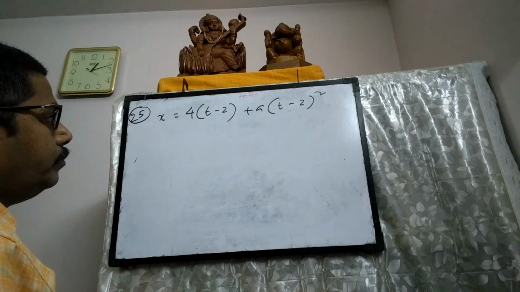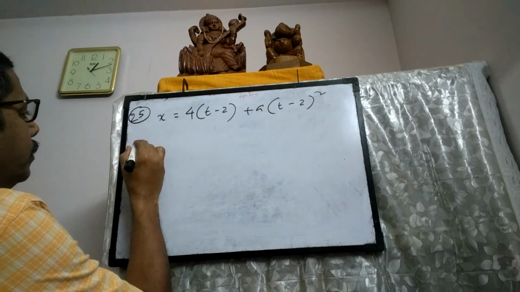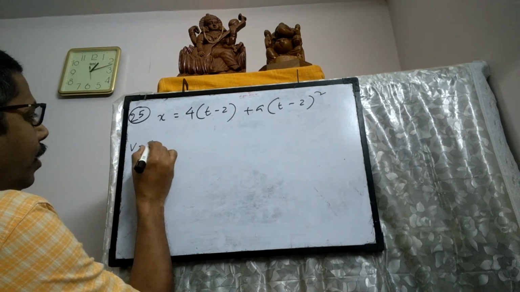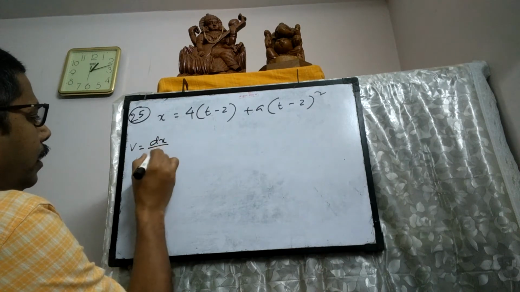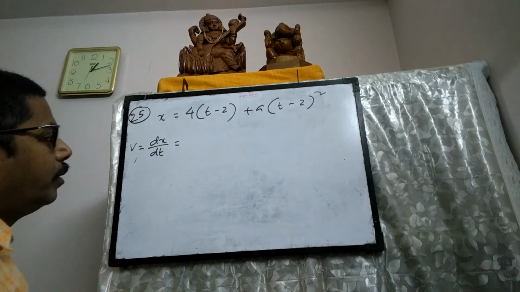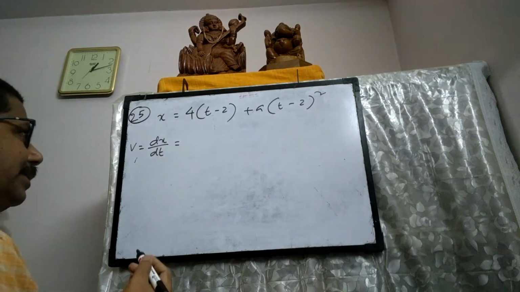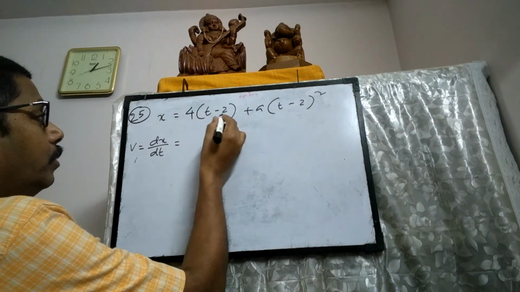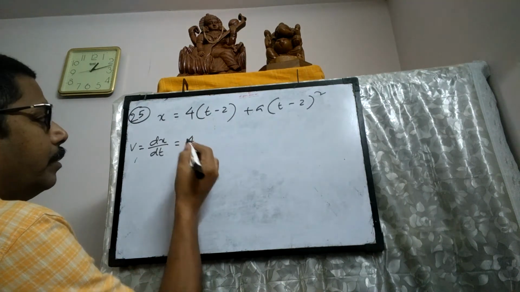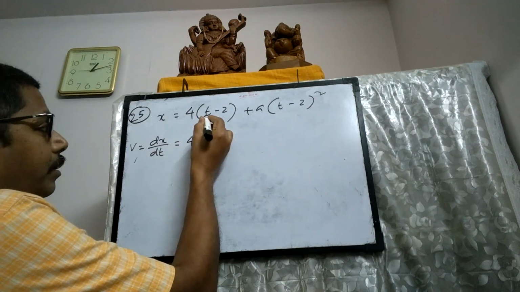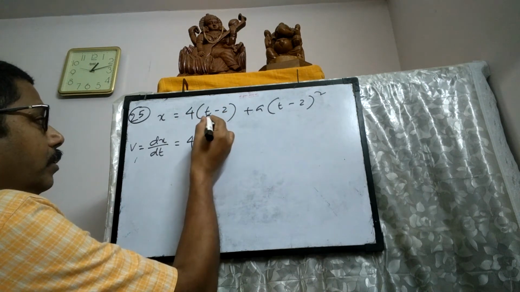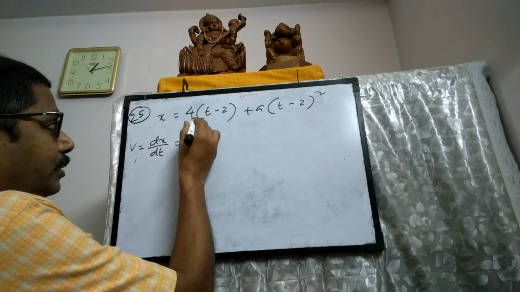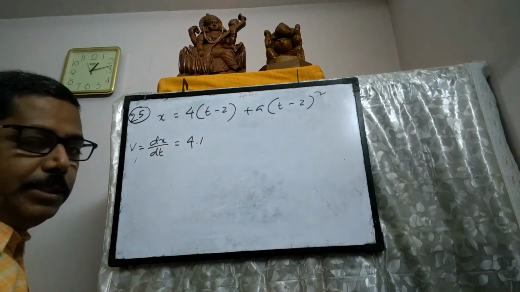Now, how will you find out velocity? You know, velocity is dx by dt. So, how will you differentiate this? This t minus 2 differentiation will be t minus 2. T differentiation is 1, 2 is a constant. So, this will be 4 into 1. That's it.